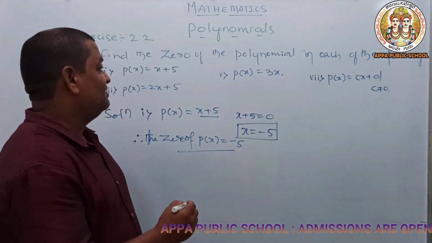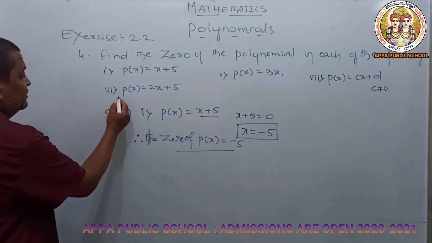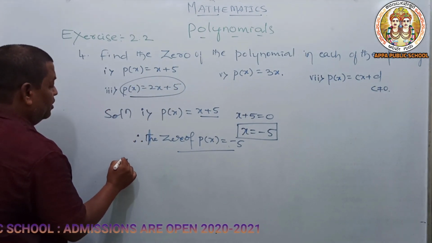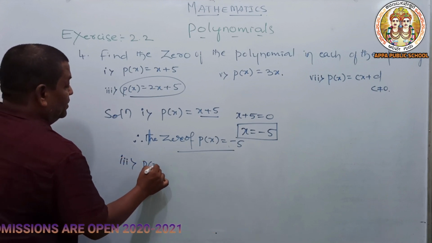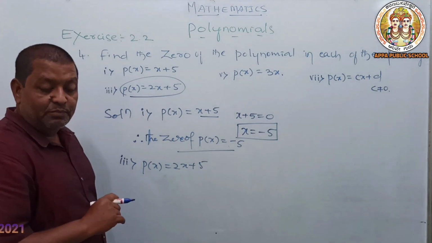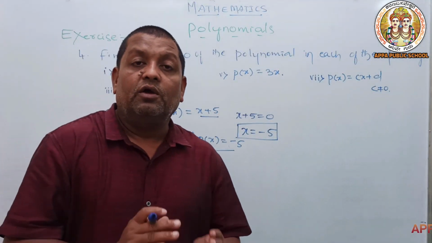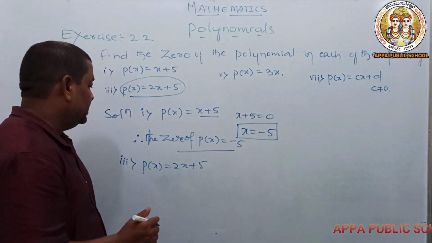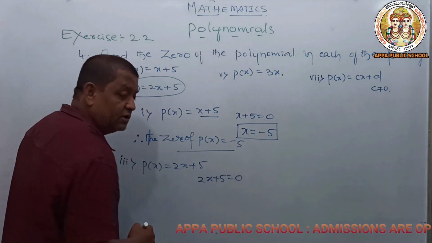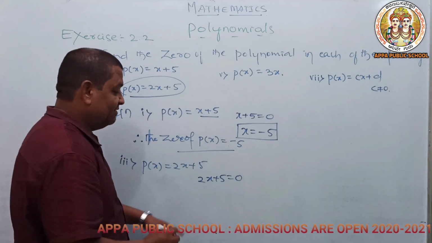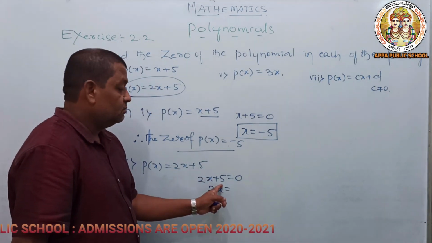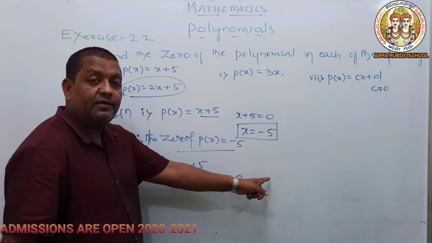So let me see the second one. This one I want to take after a second. Okay, third. So how is it? P of x is equal to 2x plus 5. Once again, same procedure. What we need to do? Equate 2x plus 5 to 0. So 2x plus 5 is equal to 0. I want only x. So keep 2x here and send the remaining things to the RHS.